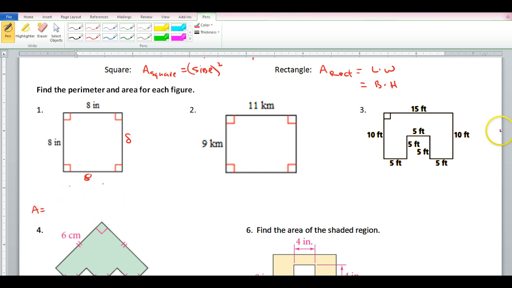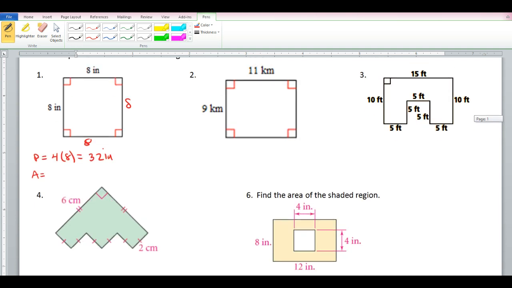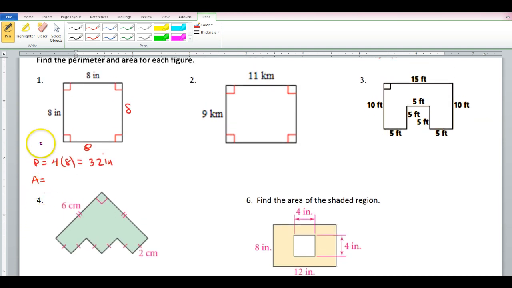Now the area, since we know that one side is 8, the area of this square is just 8 to the second power, which would be 64. And because it's area, we know it's going to be inches squared.